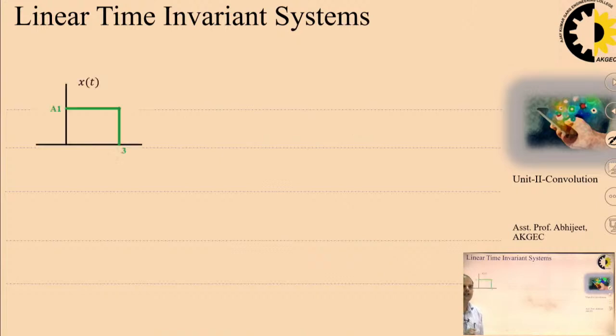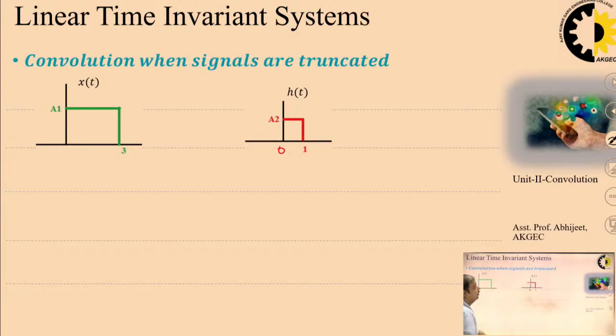Now the most interesting question for this can be when the signals are truncated. So we will look at a question in which the signals are truncated. First of all, suppose there is an x of t which is a square pulse which has a magnitude of a1, which starts at 0 and goes up to 3, and suppose that there is an h of t which is of magnitude a2 and it is from 0 to 1. So these are called basically truncated signals, because at a particular value of time t both the signals are diminishing.